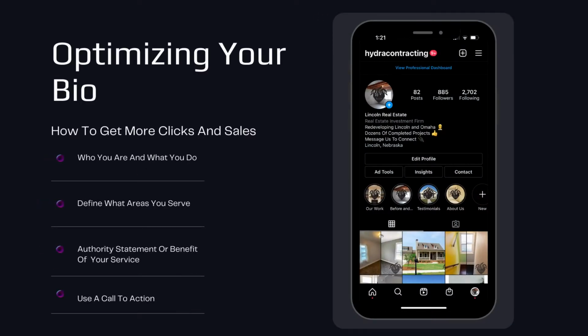Optimizing your bio. What you're really doing with your bio here is telling your audience in about 3 or 4 sentences that they're at the right place, that they can trust you, and that they should take the next step. So if you're a realtor, you want to mention your brokerage here in this first sentence. If you're an investor, you want to mention who you are and what you do, right? Redeveloping Lincoln and Omaha, if you look over in the example here. And then in the second section, you see we are defining the areas that we serve. You see in a couple of different places there, we mention Lincoln and Omaha, so it's very clear what market we're in.